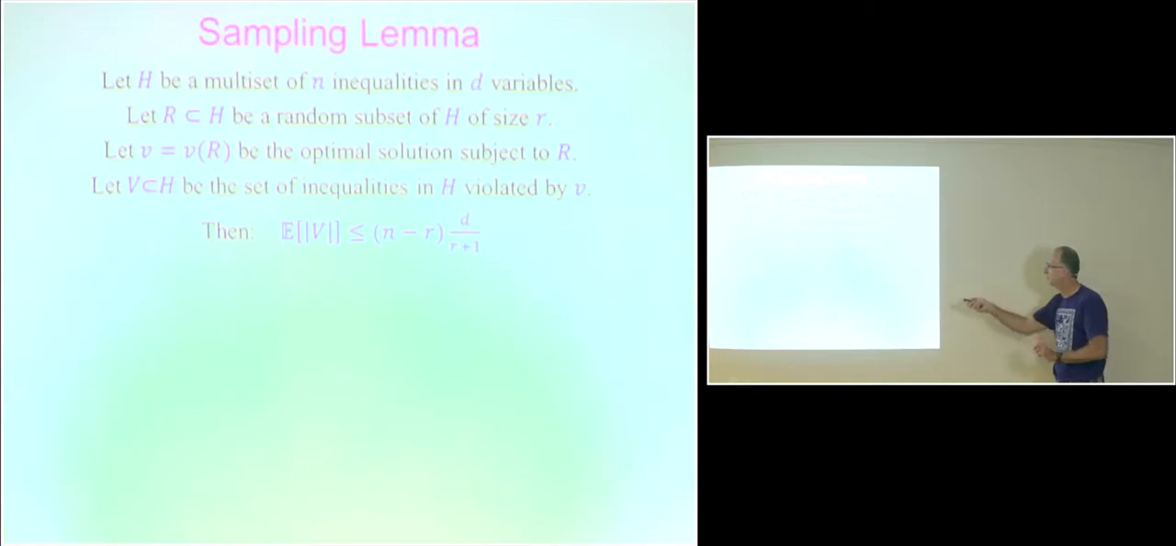It has some flavor similar to the inequality we used in the analysis of Seidel's algorithm. Here it's slightly more intricate. So that's the claim of the sampling lemma. Is the claim clear?